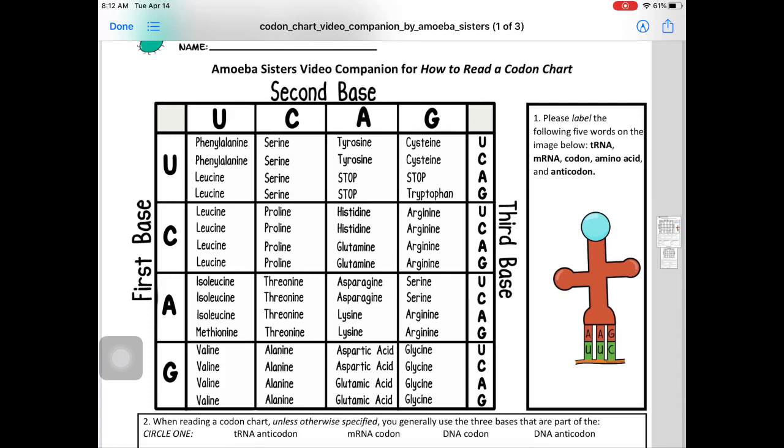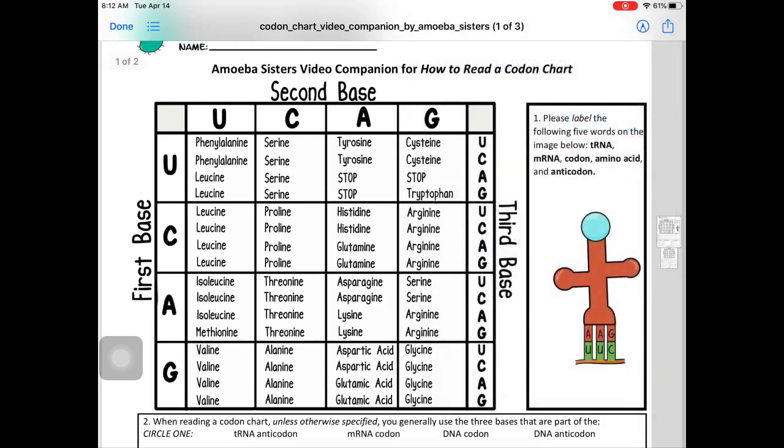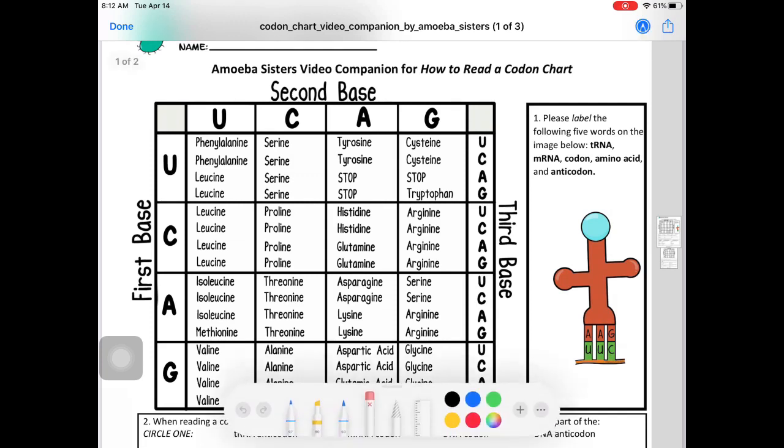So what I did was I opened this document up in Safari. Then I went to the markup, saved it as a PDF, and that's what I'm looking at here, so that I can have that markup option. So here's the markup button. I can select my utensil and color. So for example, red or blue.